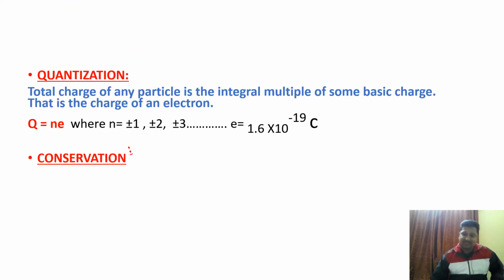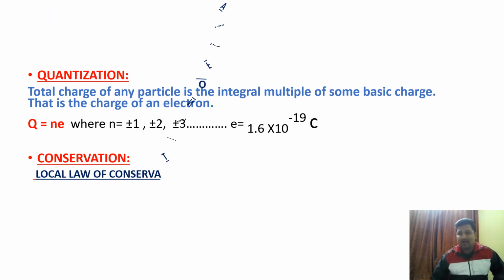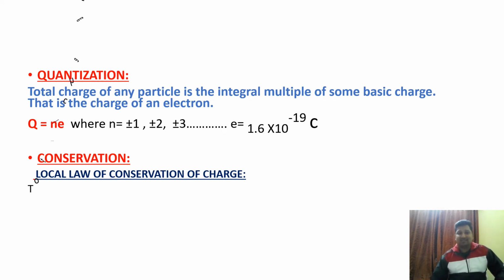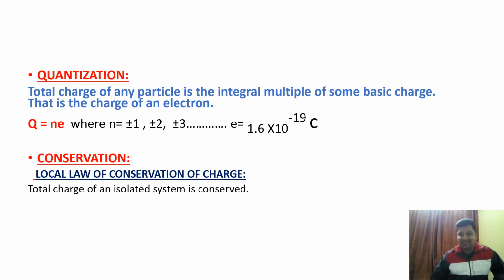Now, let's discuss the conservation of charge. There are two types of conservation. One is the local law of conservation of charge. What is it? The total charge of an isolated system is conserved. That means if you have NaCl, one electron leaves the Na, becoming Na plus, and goes to Cl, becoming Cl minus. So one charge goes from sodium to chlorine, but the total charge of that system is conserved.